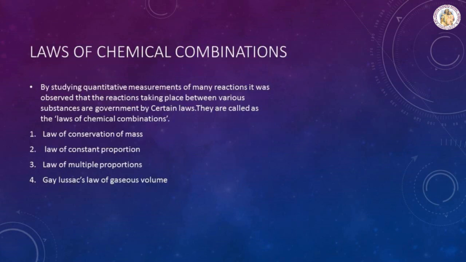Laws of chemical combinations. By studying quantitative measurements of many reactions, it was observed that the reactions taking place between various substances are governed by certain laws, and they are called the laws of chemical combinations. They are the law of conservation of mass, law of constant proportion, law of multiple proportions, and Gay-Lussac's law of gaseous volumes. In this lesson, we will study the first two laws, and you will study the law of multiple proportions and Gay-Lussac's law of gaseous volumes in Standard 9.